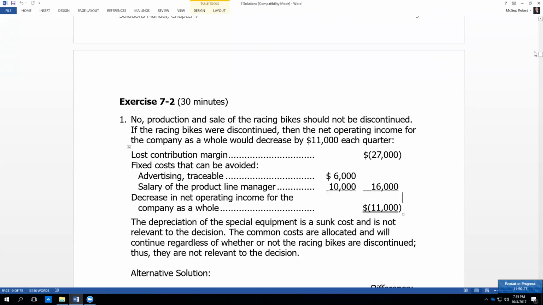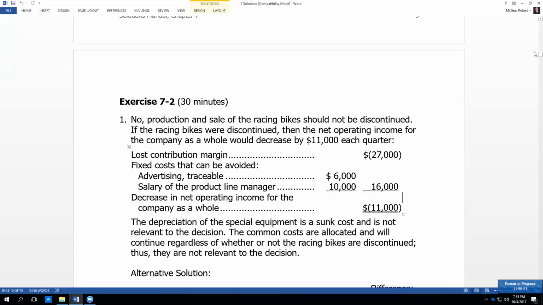Well, we have a lost contribution margin, because you notice the contribution margin here in the book, $27,000 for racing bikes, and the fixed costs that could be avoided. If you can trace advertising to the racing bikes, you could just not advertise those, and you could save $6,000 there. And if the production manager is assigned solely to racing bikes, you can get rid of that person and that $10,000. So you lose $27,000 contribution margin. You'd only save $16,000 in cost. So you'd be $11,000 behind.